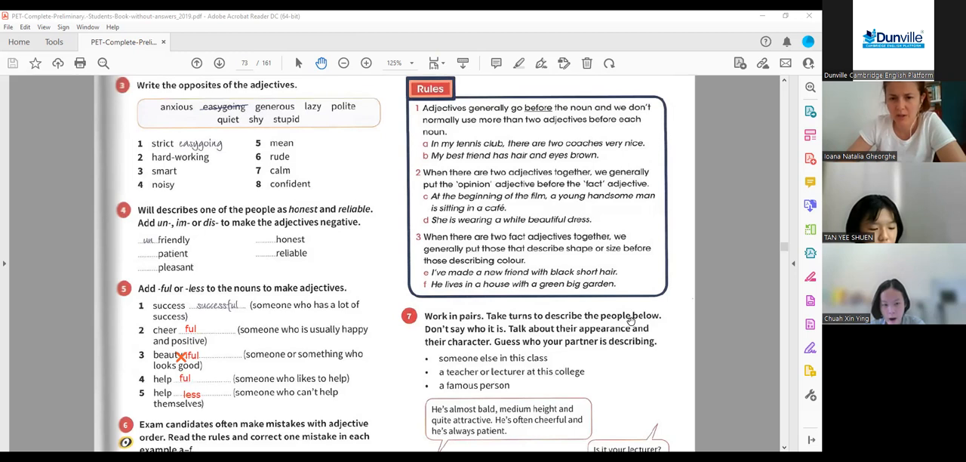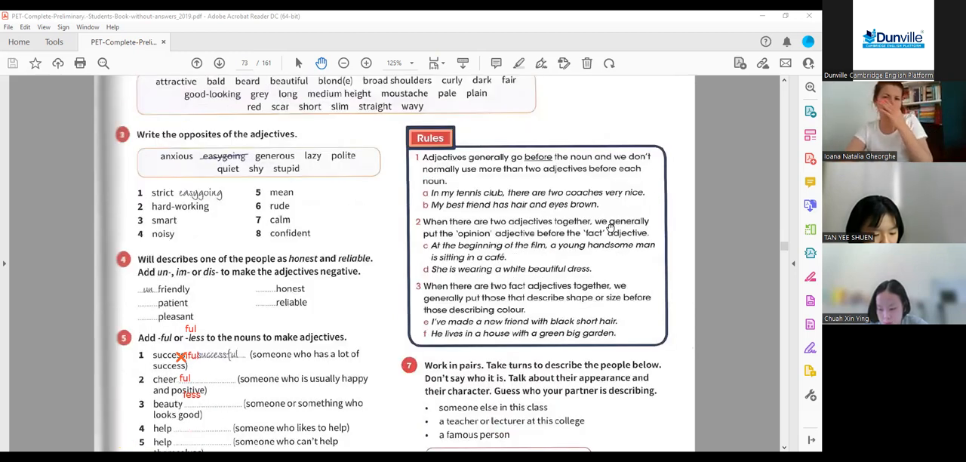Now, we're going to read the rules on how to make the adjectives, and we're going to have a look at a couple of examples. Can you please read the first rule in the box for me? Adjectives generally go before the noun, and we don't normally use more than 2 adjectives before each noun. A. In my tennis club, there are 2 coaches, very nice. B. My best friend has hair and eyes brown.